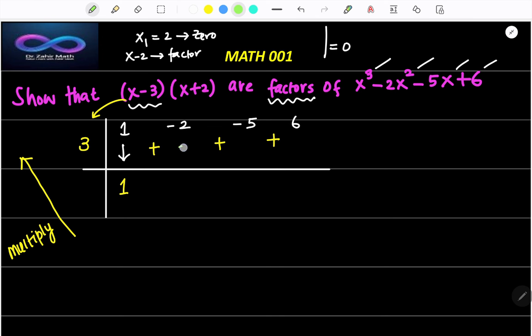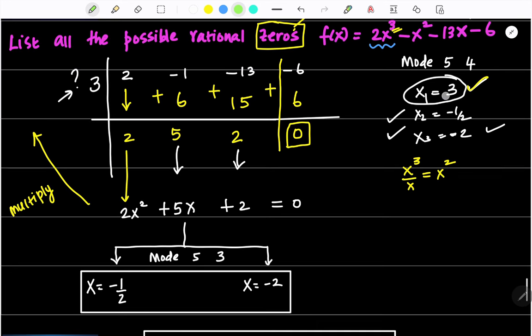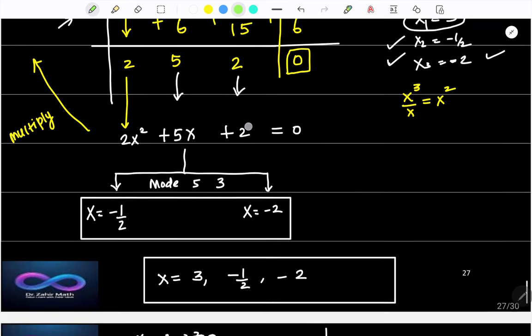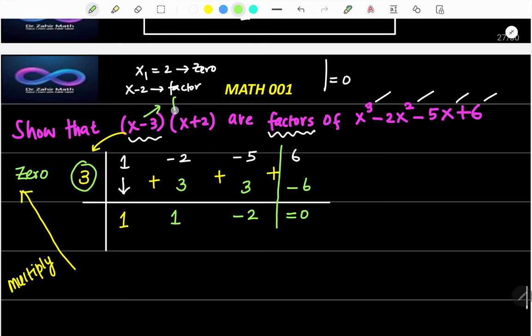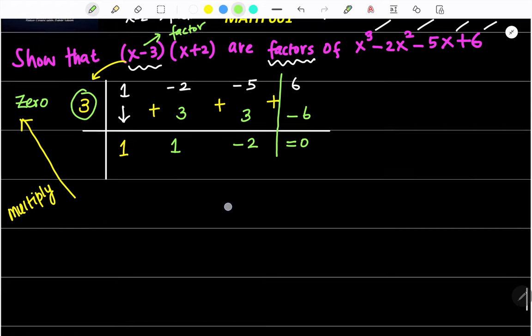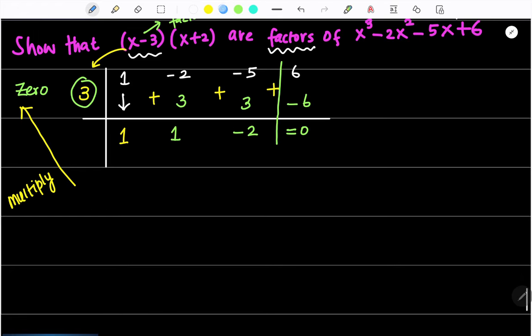1 times 3 is 3. Minus 2 plus 3 is 1. 1 times 3 is 3. Minus 5 plus 3 is minus 2. Minus 2 times 3 is minus 6. Minus 6 plus 6 gives 0. Here the situation is different from the calculator. If you get 0 here in the remainder, the 0 is called the zero and this is called the factor. Keep in your mind. Let's go one more step now.